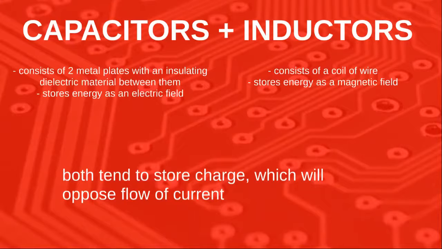So a capacitor essentially consists of two parallel conductive plates with a dielectric material between them. This causes charge to build up so that each plate has either a positive or negative overall charge. This causes energy to be stored in the electric field between the plates.